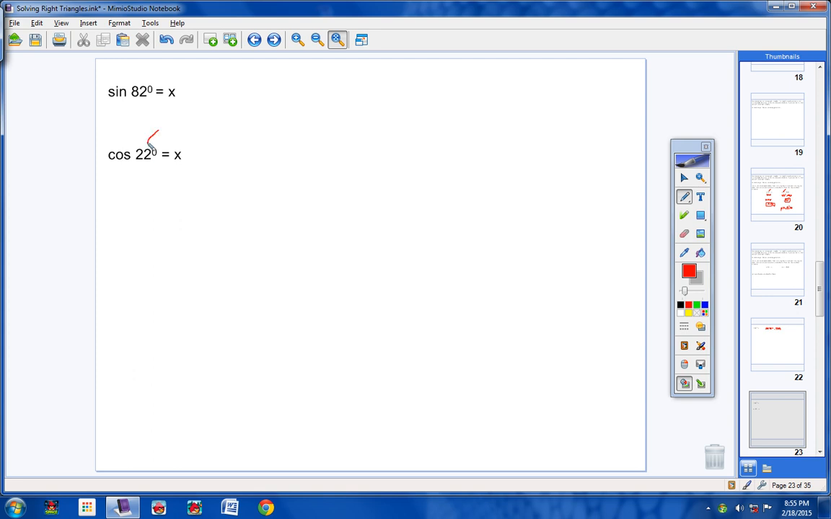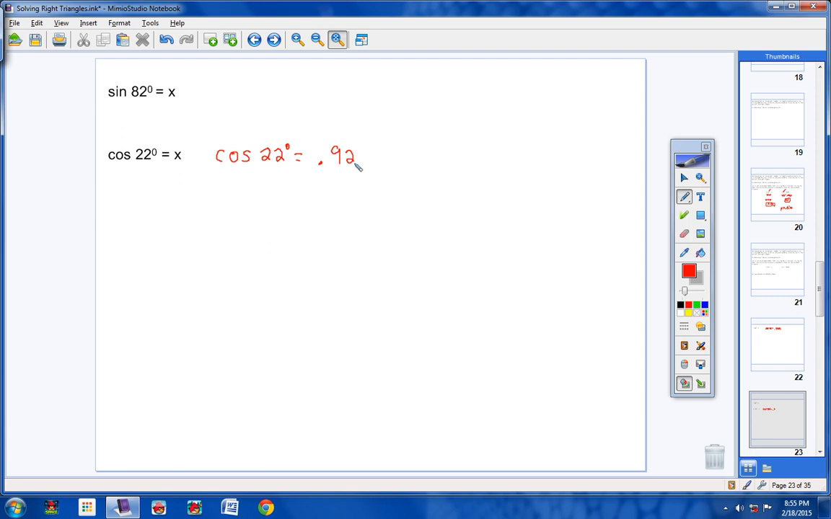Here is 22 degrees, so I am not missing the angle. So for cosine of 22 degrees, since I'm not missing the angle, I'm going to use my regular cosine button. Cosine of 22 degrees equals... go ahead and hit cosine 22, enter, and you're going to get 0.9271838546.